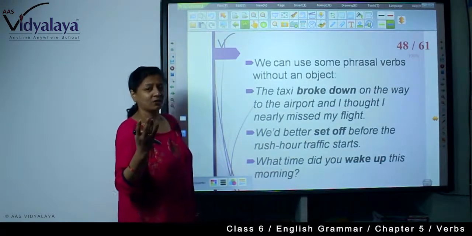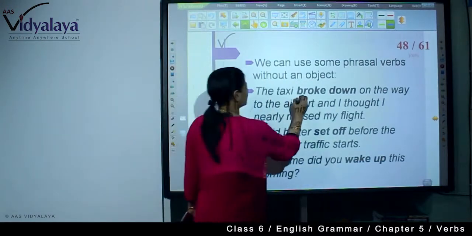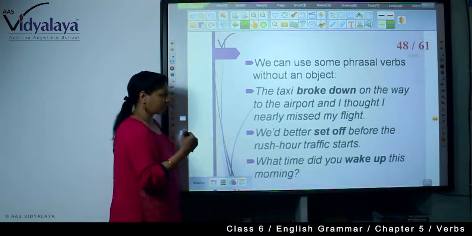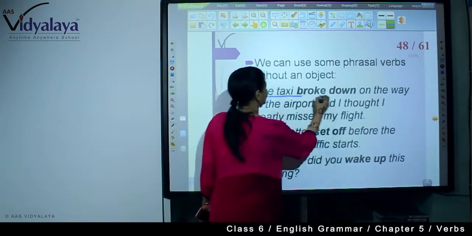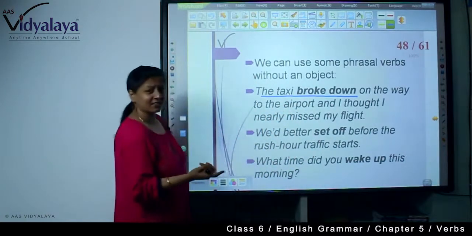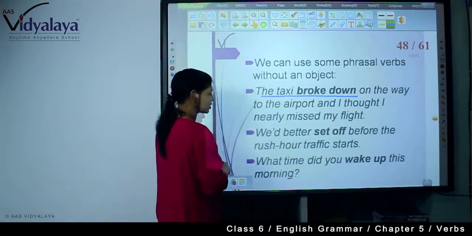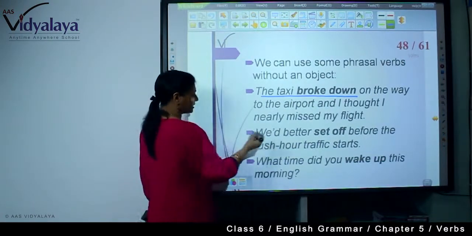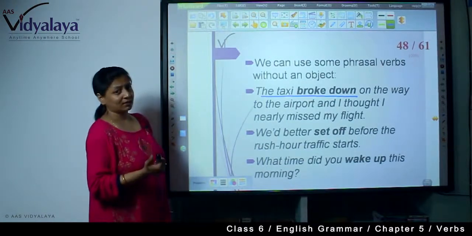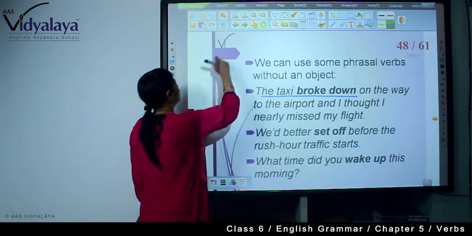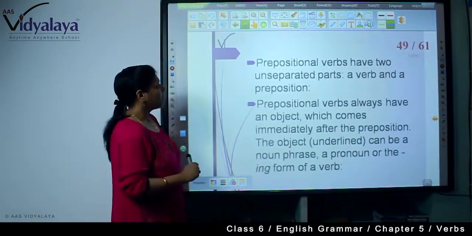Now there are some phrasal verbs where we don't put any object. "The taxi broke down on the way to the airport, and I thought I nearly missed my flight." Now, "the taxi broke down", this is what? Intransitive. "We had better set off before the rush hour traffic starts." This is also intransitive. "What time did you wake up this morning?" This is again intransitive. So you are seeing in this way we can use the phrasal verb.